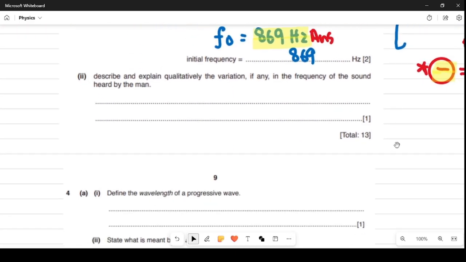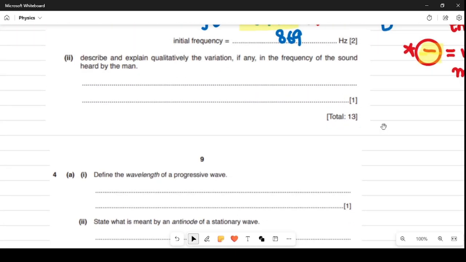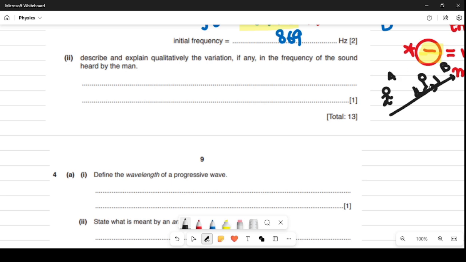Describe and explain qualitatively the variation, if any, in the frequency of the sound heard by the man. We know till here that Mr. A is standing here, and Mr. Child is constantly moving away from Mr. A towards point B, right? He is on his sledge and he's moving away. So what is happening to the frequency that is being heard by Mr. A?